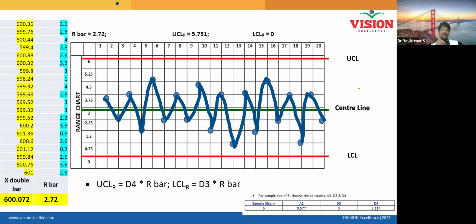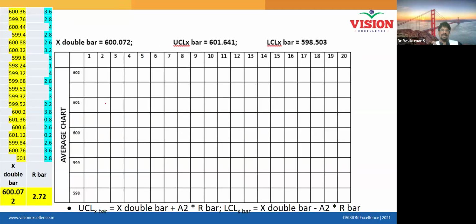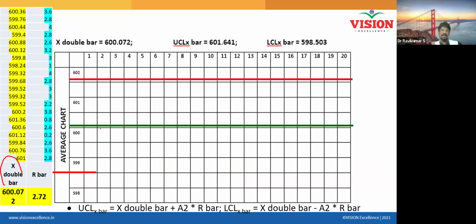Okay, so now this is a range chart. The range chart seems to be perfectly right. Now let us go for the X bar chart. How do we do the X bar chart? You have to calculate the central line, X double bar, that we have already done, that is 600.02. The upper control limit and lower control limit are calculated using this formula. A2 is already taken from the constant table. So the upper control limit and lower control limit are done.